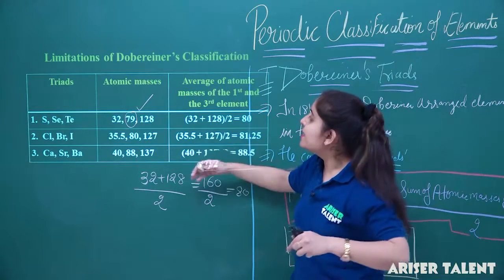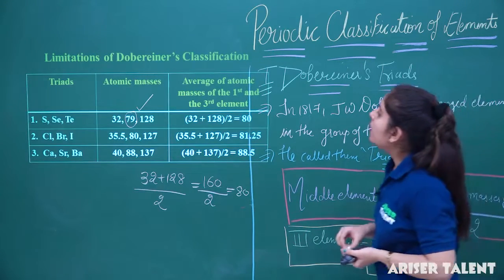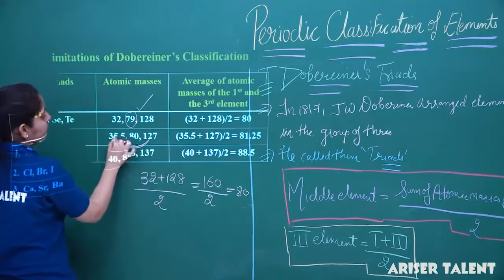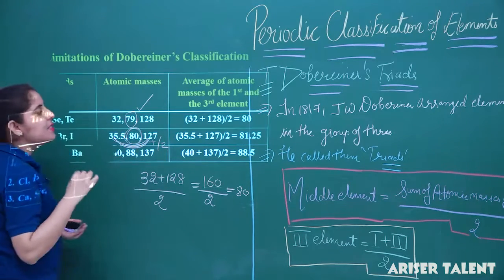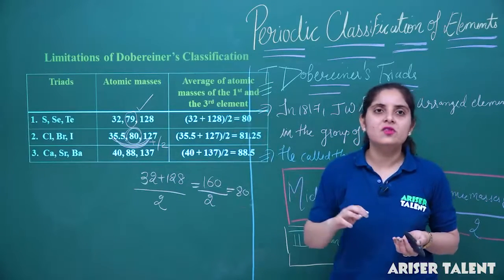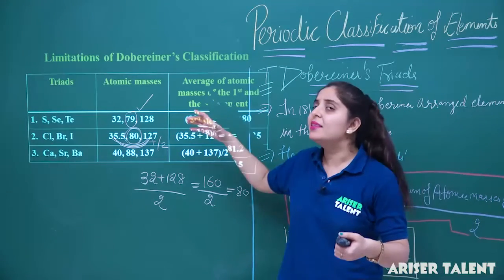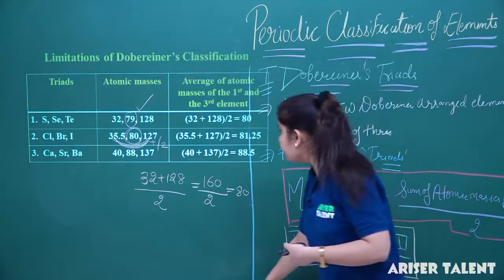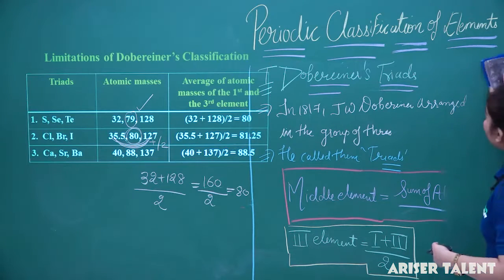Now he has tried some more attempts for these triads. Therefore you can see that the sum of the first and third element after adding and dividing by 2 will give you the middle element. So you can see that Dobereiner's triads have been successfully applied for such triads. But what is the main drawback of this triad? We will discuss now why this method is not acceptable all around because of some limitations of this triad. So we have limitations of Dobereiner triads.